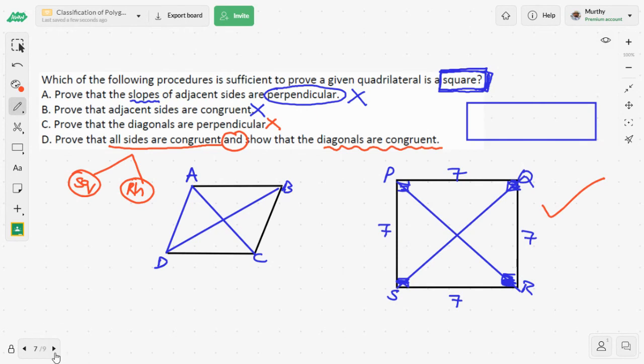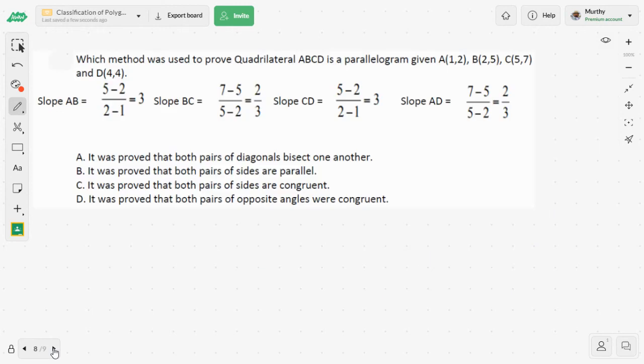All right, let's go to the next one. Which method was used to prove quadrilateral ABCD is a parallelogram? It's given. Here the points ABCD are given and the slopes of AB and so on are given, and this time a quadrilateral is a parallelogram. So here the question is about a parallelogram.